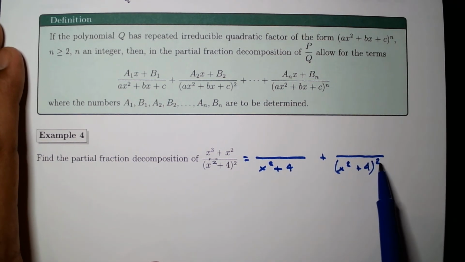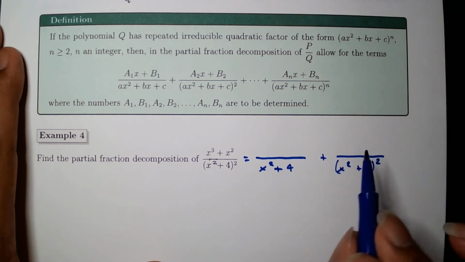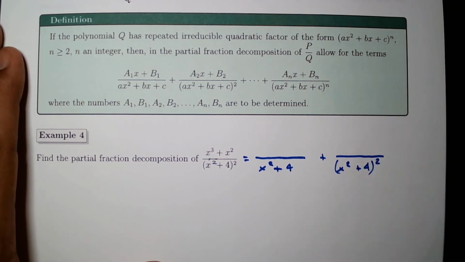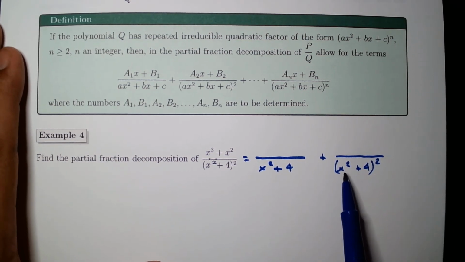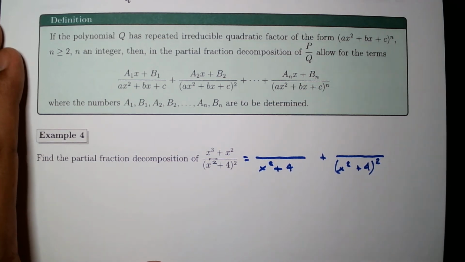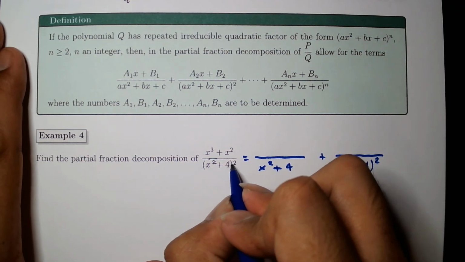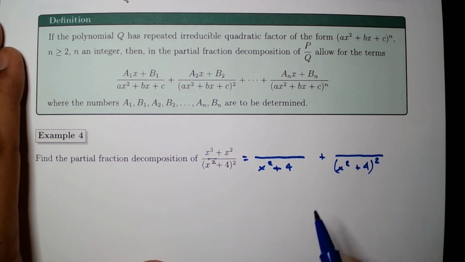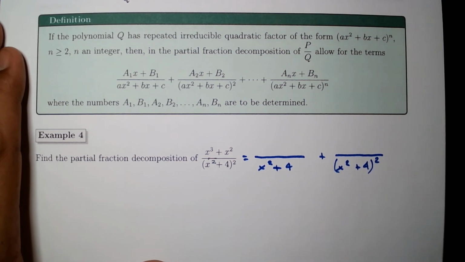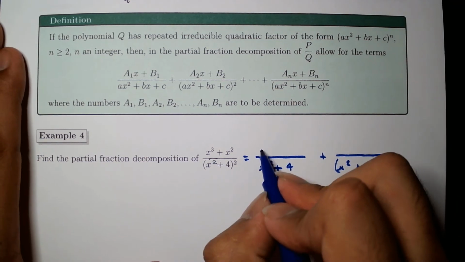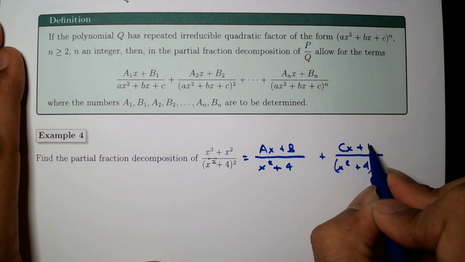And because we have it to the second power, if this power were a 4, for example, we would write another fraction with the denominator x squared plus 4 to the third, and then one more with the denominator x squared plus 4 to the fourth power, all the way to the highest power that we see. In this case, the highest power of this irreducible quadratic factor is 2. We write the power 1, invisible 1, plus the power 2. The numerators: ax plus b, cx plus d.